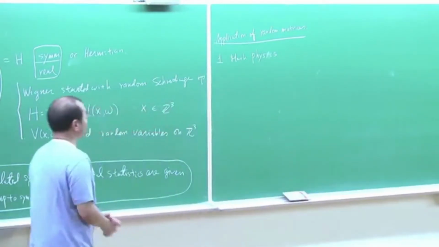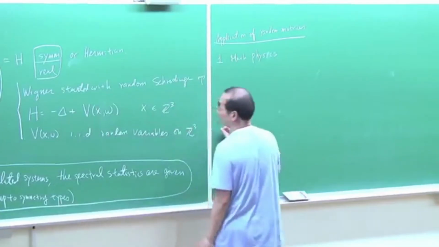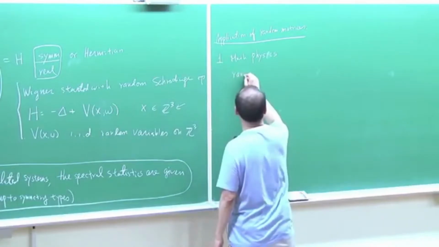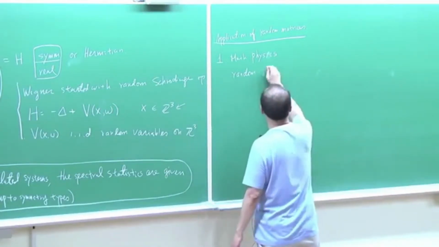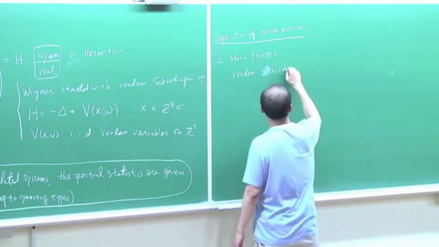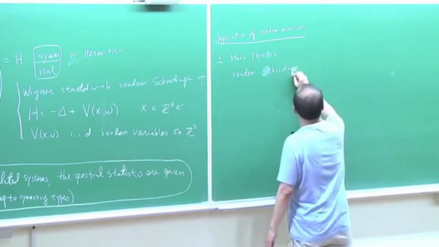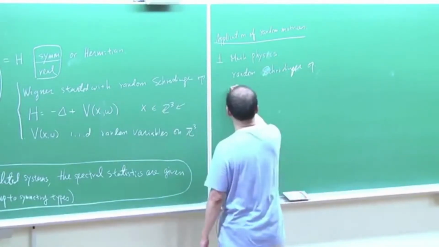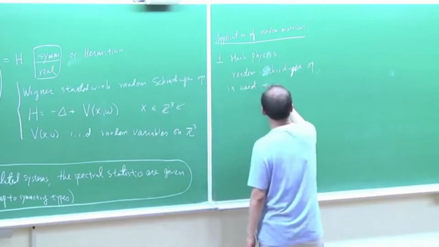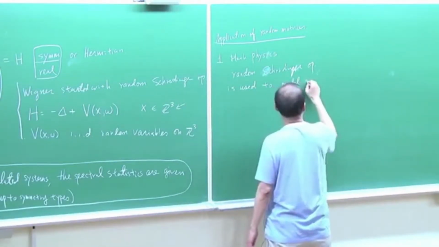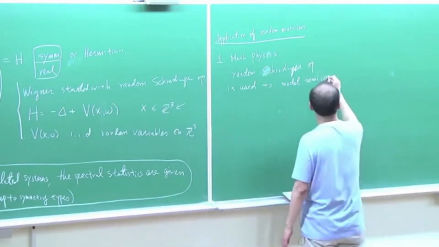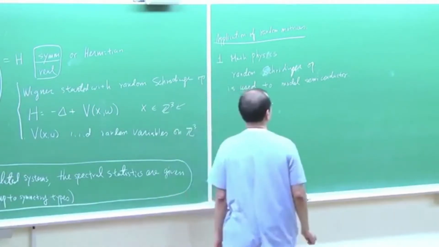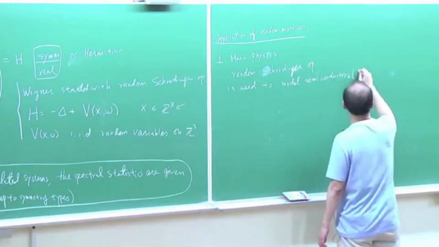The math physics application is very funny. This operator is called the random Schrödinger operator, and it is used to model semiconductors. This was a famous work by Anderson. This is Phil Anderson.